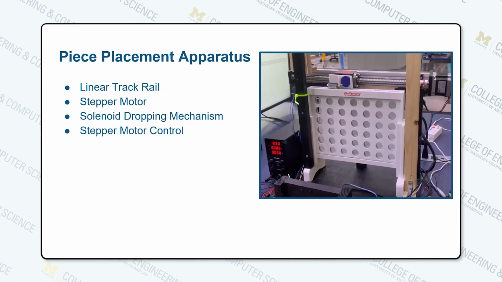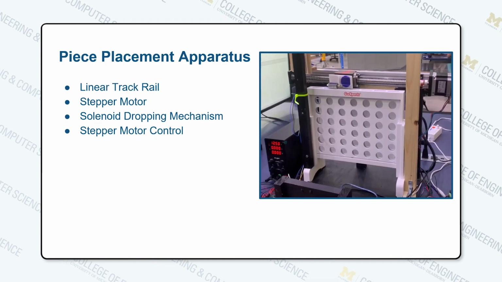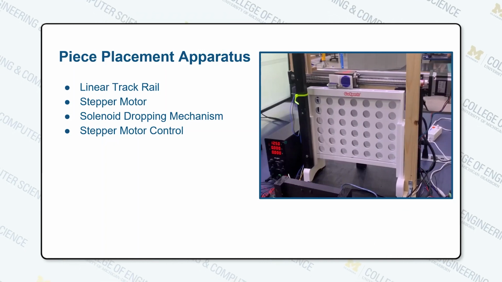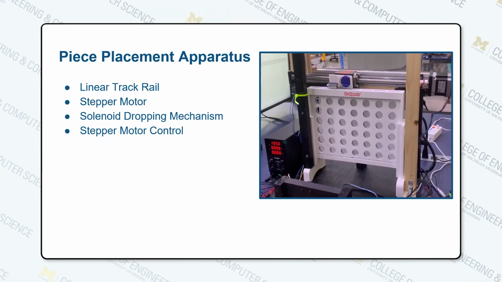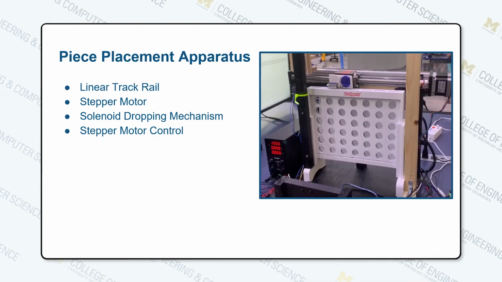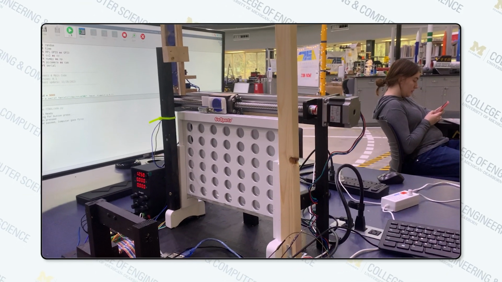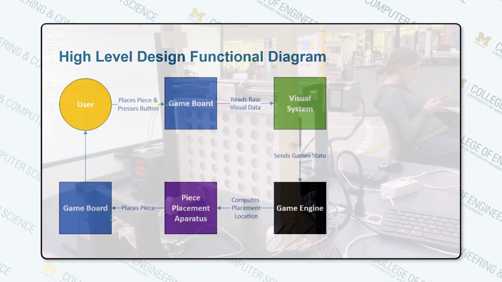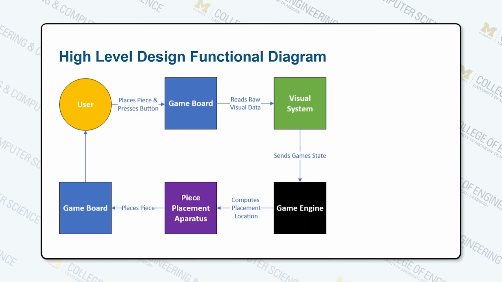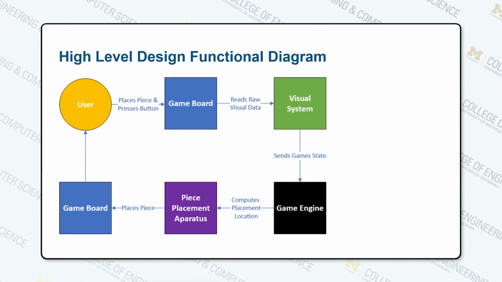This column was finally sent to the piece placement apparatus and the stepper motor control. The stepper motor would then get fed a number of steps, which would correlate to a column, 1 through 7. The solenoid dropping mechanism would then go over the column and drop the piece and return to the hub, where it would get fed another piece. Here's a high-level design functional diagram of the process just outlined. This process would repeat until either the user or the computer would win.